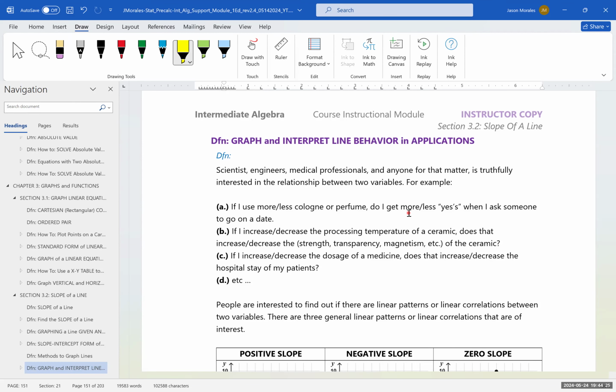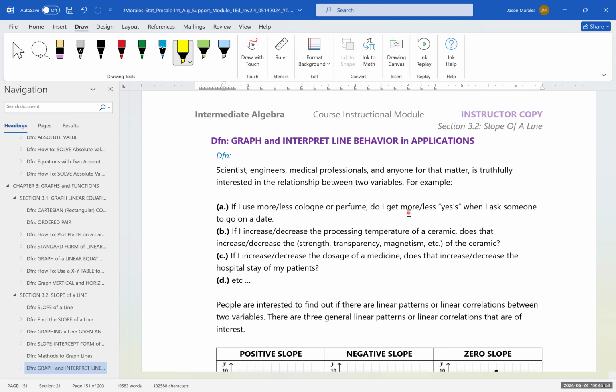Okay, so next, let's talk about the graphs and how to interpret the line behavior of these graphs in applications. Scientists, engineers, medical professionals, and anyone for that matter is truthfully interested in the relationship between two variables. For example, if one uses more or less cologne or perfume, does that person get more or less yeses when they ask someone to go on a date or to go get coffee?